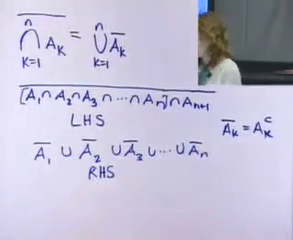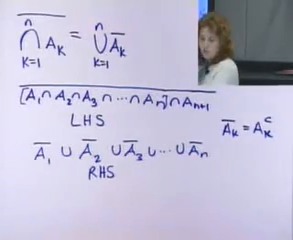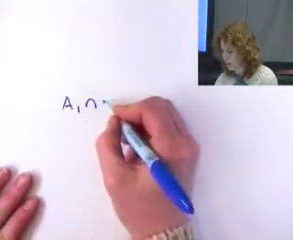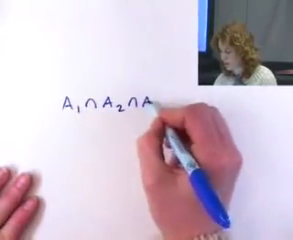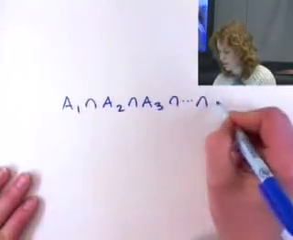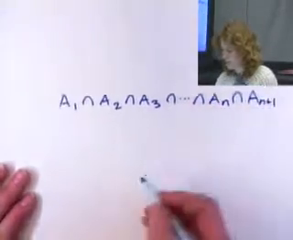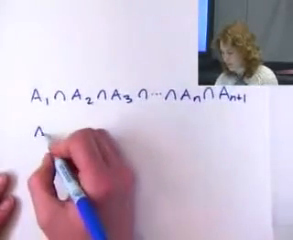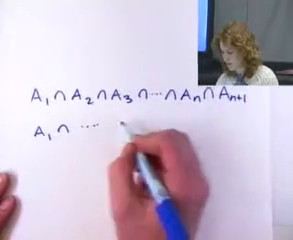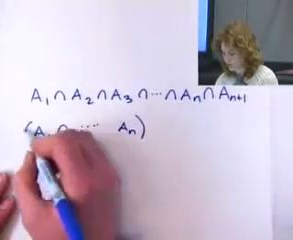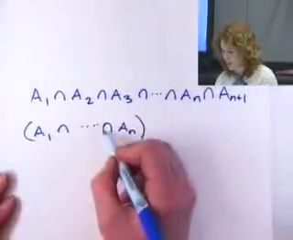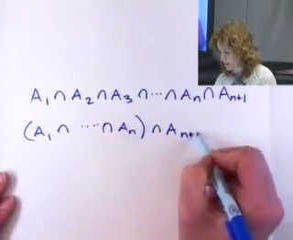Let me do that on another piece of paper. So summation, this intersection sign is just like the summation sign. It works the same way. If I have A1 intersect A2 intersect A3 intersect dot dot dot An intersect A n plus 1, that's the same as saying doing the intersection from A1 to An and then intersecting the last set on there.